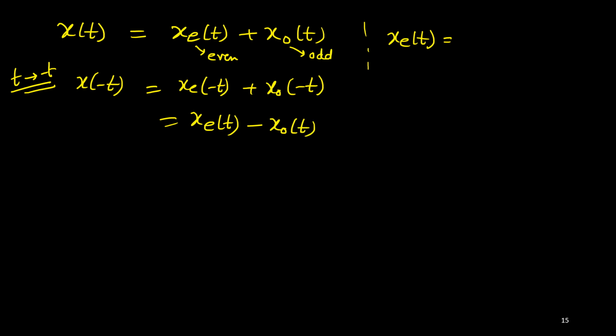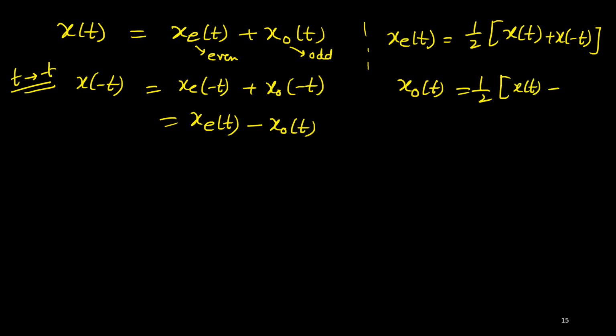So from these two equations, if I add these two, then xo of t will cancel. Then 2xe of t will be equal to x of t plus x of minus t. So xe of t is basically half of x of t plus x of minus t. And similarly, if you subtract these two, then we will get 2xo of t. So the odd part xo of t is half of x of t minus x of minus t, right? So the signal can have some even part and odd part.